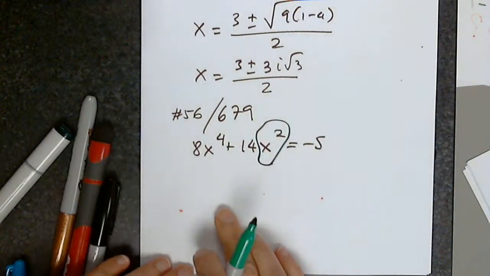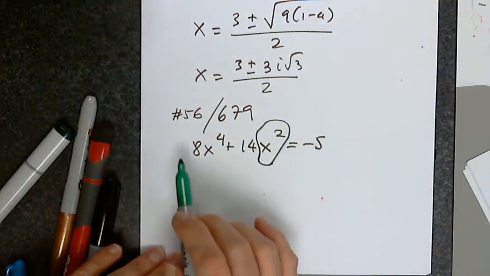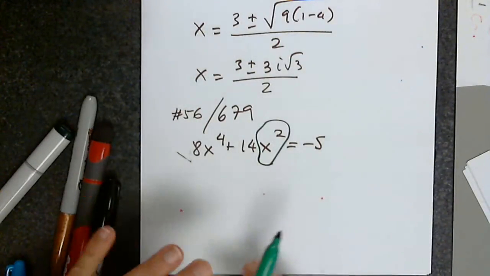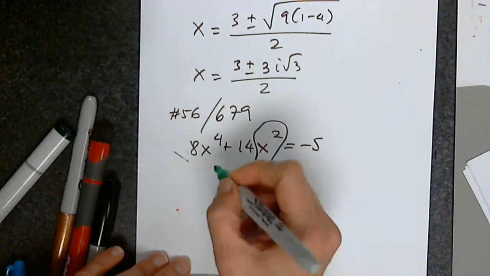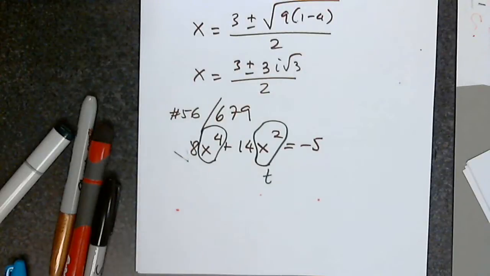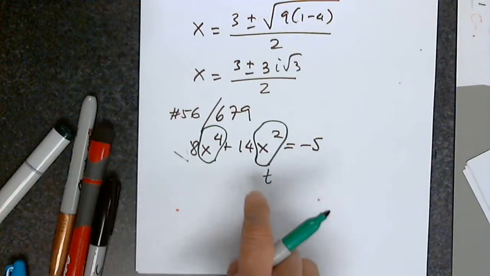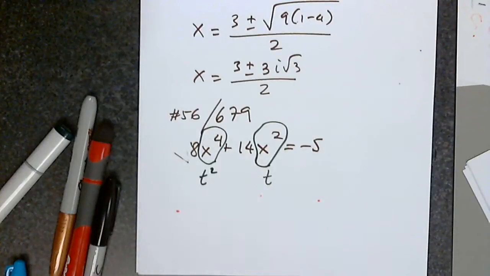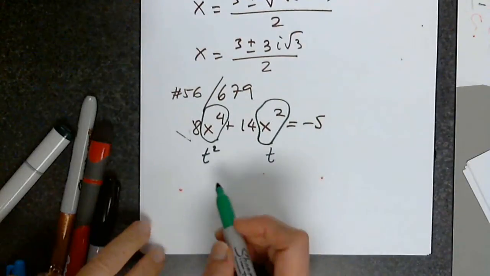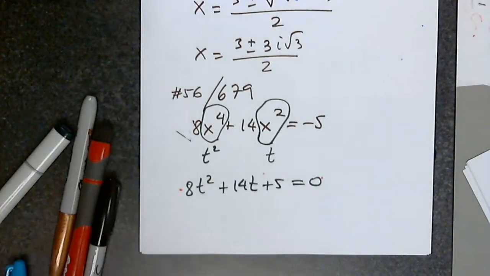So you cannot take the square root. We cannot take a square root from a sum. I know it's tempting, right? You may think that you can take the square root from, no, you cannot do that. Let's say this is t, but only if this is t squared. Otherwise, I have to find a different method. If the one with the smallest power is denoted by t, and the one with the larger power is denoted by t squared, I have to make sure that it works. So is x squared squared x to the fourth? Yes. So now the equation is 8t squared plus 14t plus 5 equals 0.